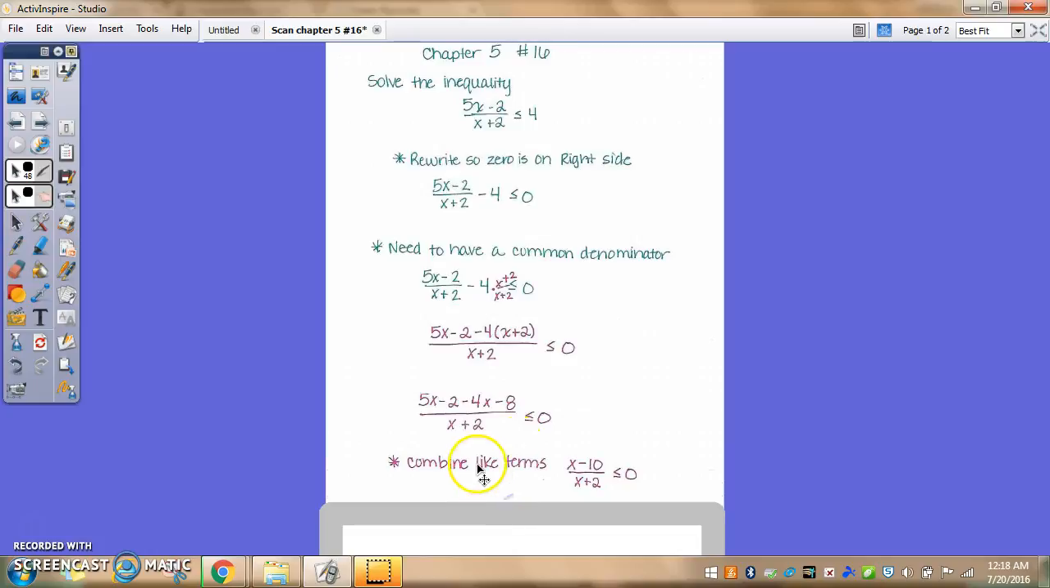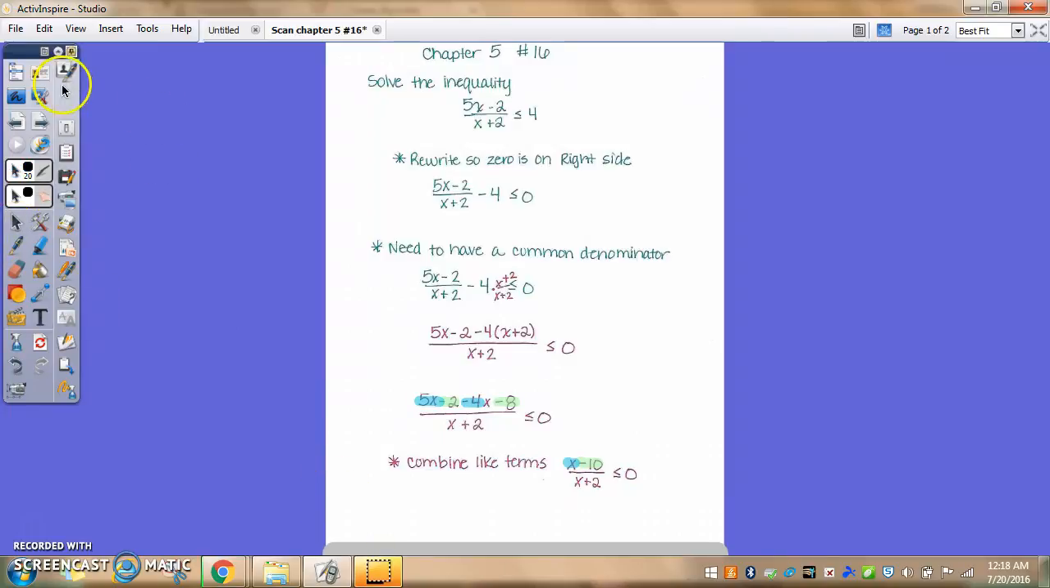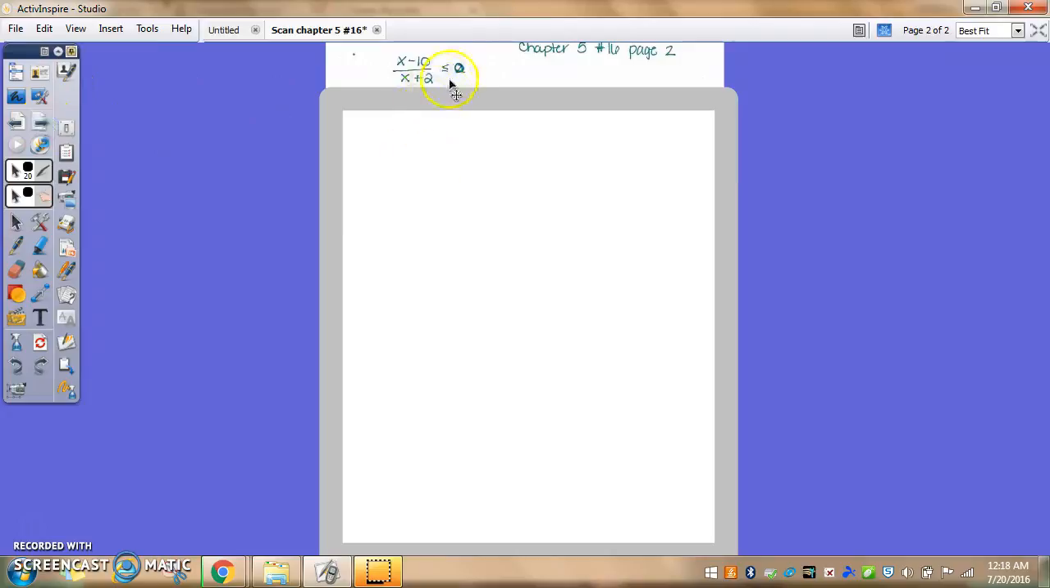Now we can combine like terms. Our like terms are the negative 2 and negative 8, which would be negative 10. And then we can also combine the 5x and the negative 4x, which would be x. The denominator just stays the same and is still set less than or equal to 0. I just rewrote the equation at the top of this paper. Continuing on with the next step.